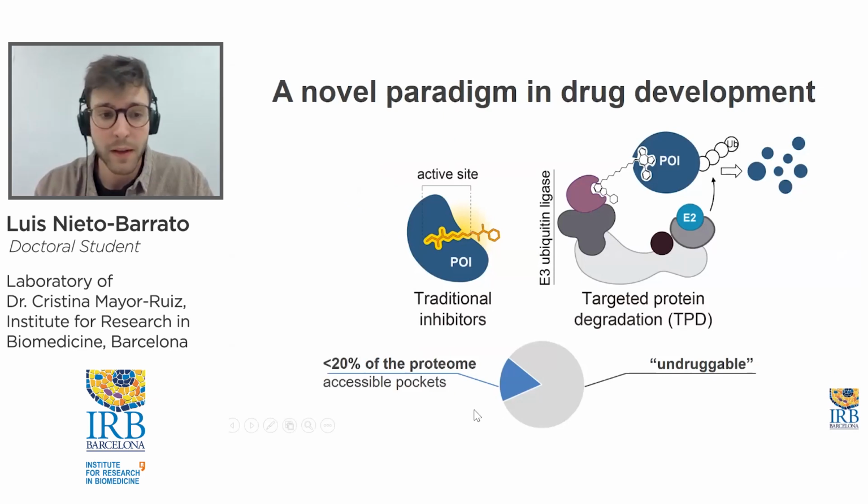So targeted protein degradation is based on small compounds called degraders that induce proximity between an E3 ligase and a protein of interest, leading to the ubiquitination and further degradation in the proteasome. So this shift from inhibition in traditional pharmacology to the only requirement of binding has allowed the targeting of proteins that before were considered undruggable.